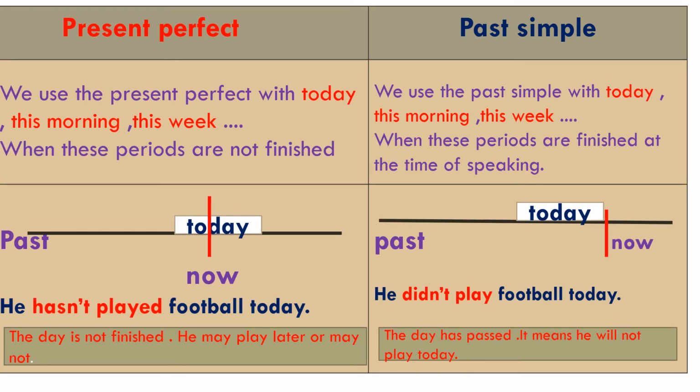Also, we use the present perfect with today, this morning, this week, when these periods are not finished. نستخدم هذا الزمن مع today لأيام today أو this morning or this week عندما تكون الفترة الزمنية لم تنتهي. مثال هنا. He hasn't played football today. خط الزمني past and now, but today is not finished. اليوم لم ينتهي بعد. He hasn't played football today.